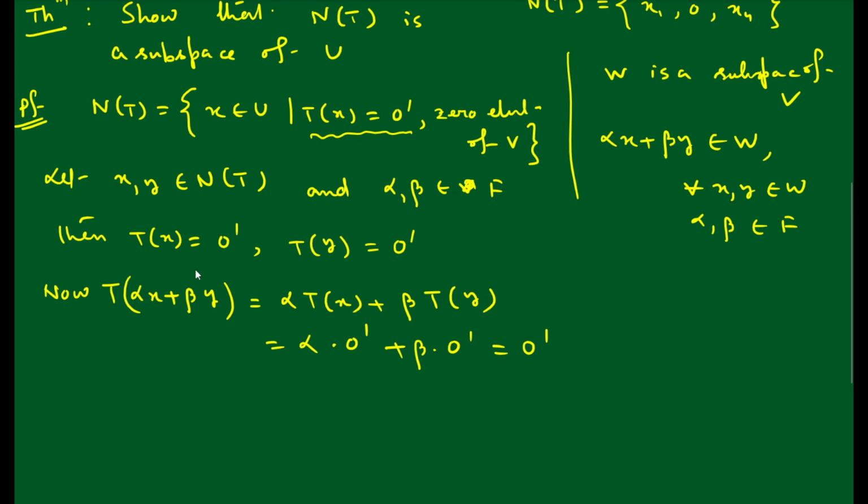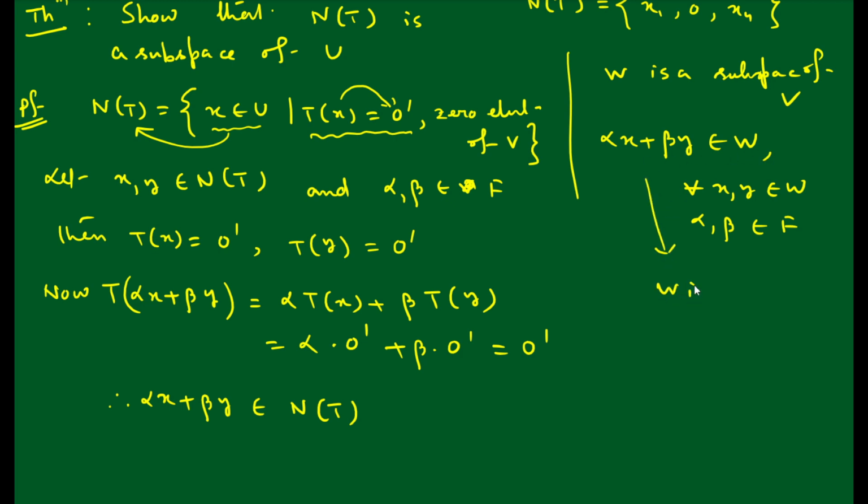You see, T of something, alpha x plus beta y, this is an element, right? T of something equals 0 dash. So यहाँ पे क्या दिया हुआ है? अगर किसी एलिमेंट का इमेज 0 dash है, then that particular x will come in which set? That x will come in N of T. Now here T of something is equal to 0 dash. So therefore alpha x plus beta y belongs to what? N of T.